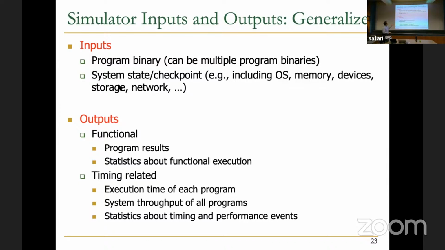So outputs could be different things also. It could be functional outputs. It could be the results of the program. Statistics about functional execution. How many adds do you have? How many multiplies do you have? Basically, these are functional things.